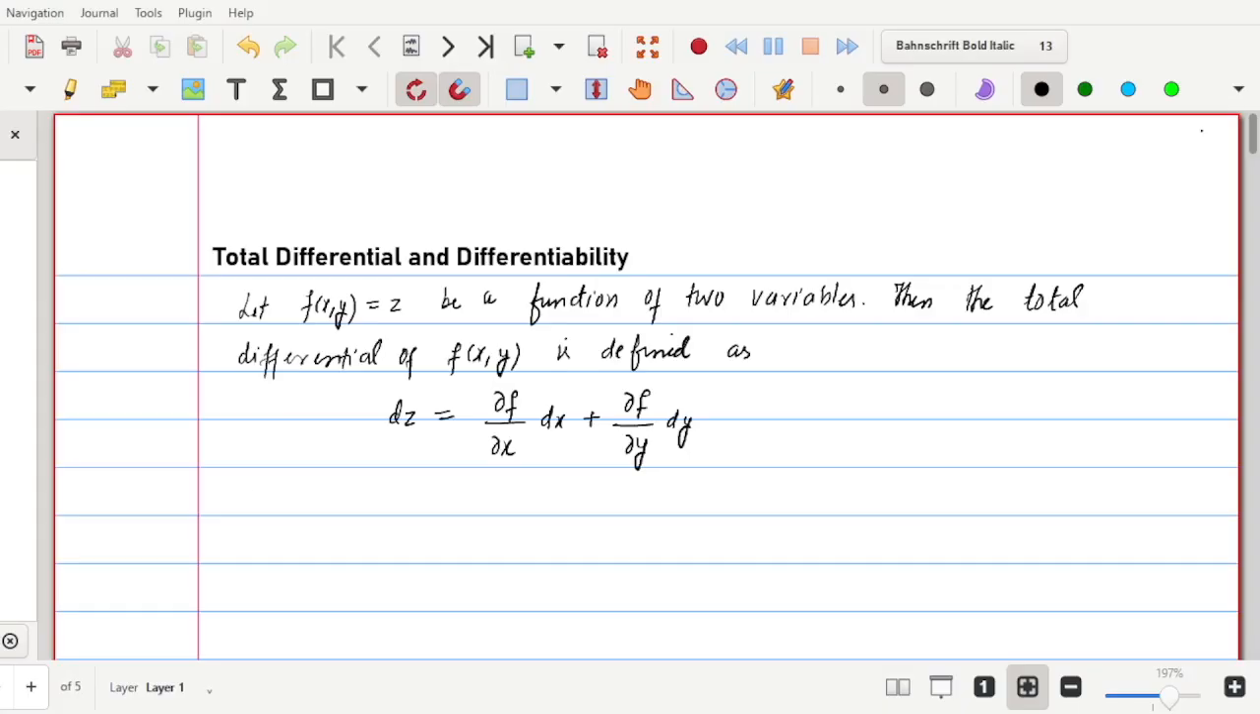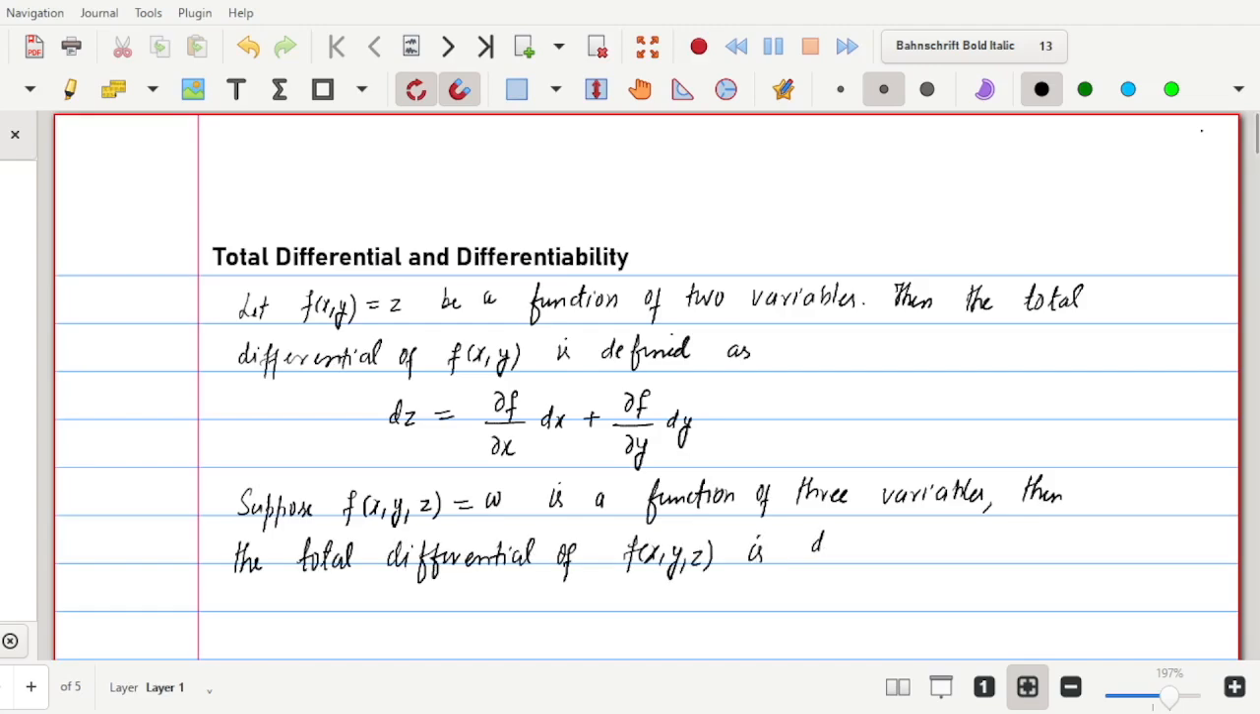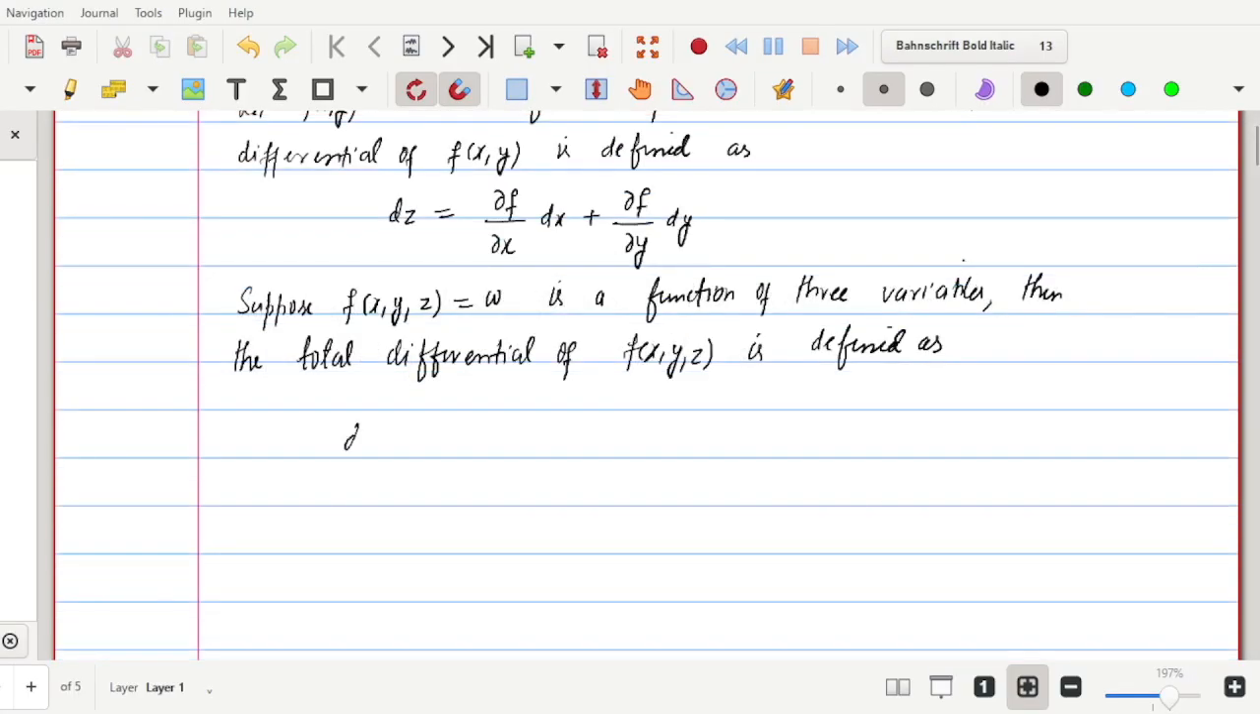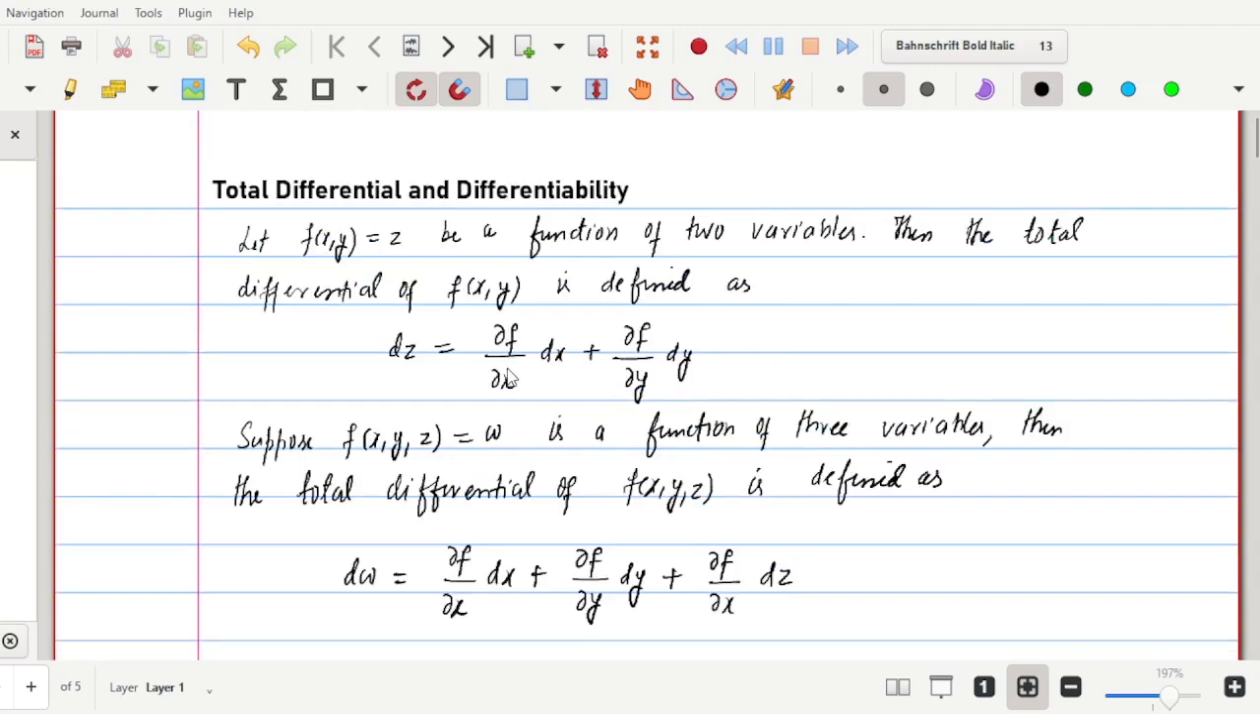For example, now suppose we have a function f of x, y, z, which is equal to w, a function of three variables. Then the total differential of f is now denoted by dw, because we are taking w as a function of three variables x, y, and z, and we define it like this. First term is del f by del x dx, then plus del f by del y dy plus del f by del z dz.